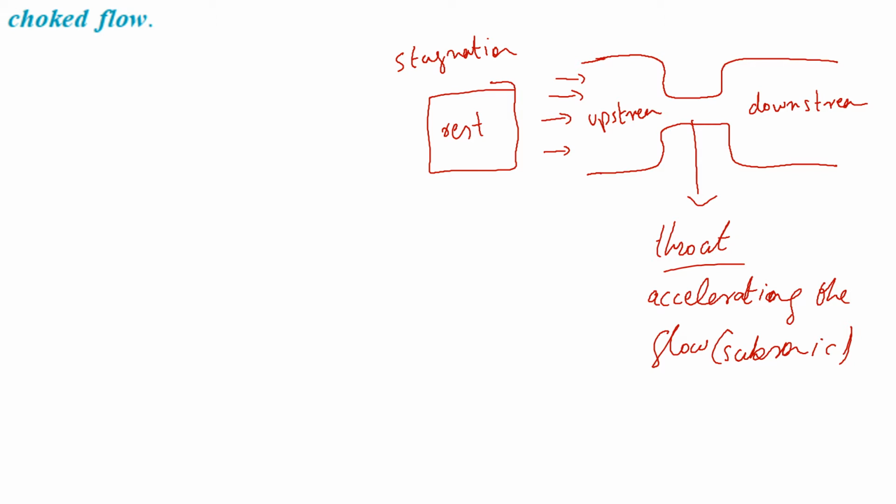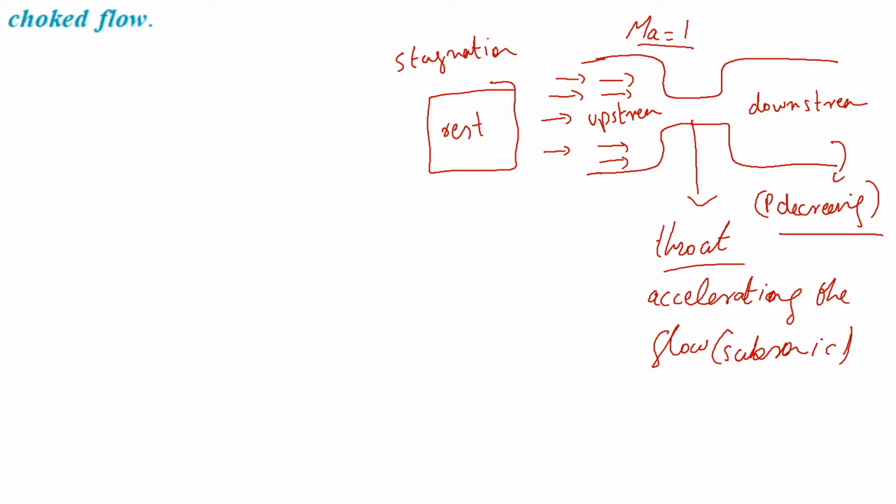So in the downstream, what if we start decreasing the pressure? If we start decreasing the pressure, then what will happen? The velocity will start to increase more and more. By decreasing the pressure further, the velocity will increase so much that a Mach number of 1 will be achieved.